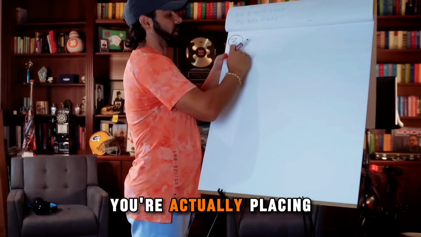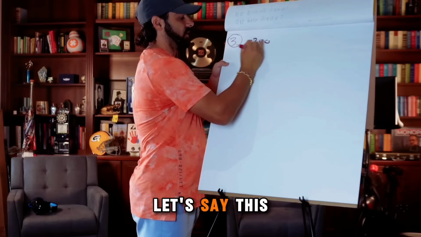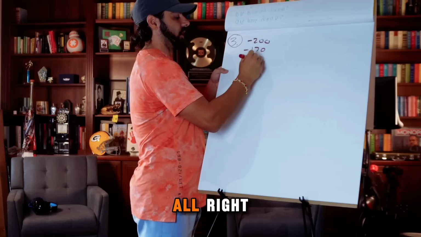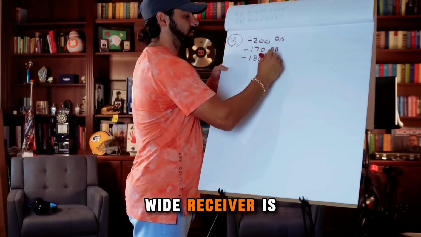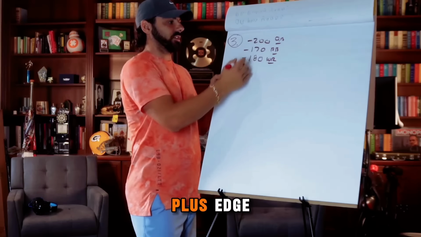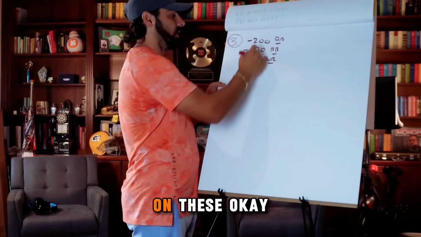So when you're actually placing that bet, let's say this one's minus 200, let's say this one's minus 170, and let's say this one is minus 180, all right? We'll say the QB's here, running back is here, wide receiver is here. Let's say these are the bets that you're looking at. These are the ones that have plus edge. You have your bets down, but these are the odds behind. How much should you be betting on these, okay?